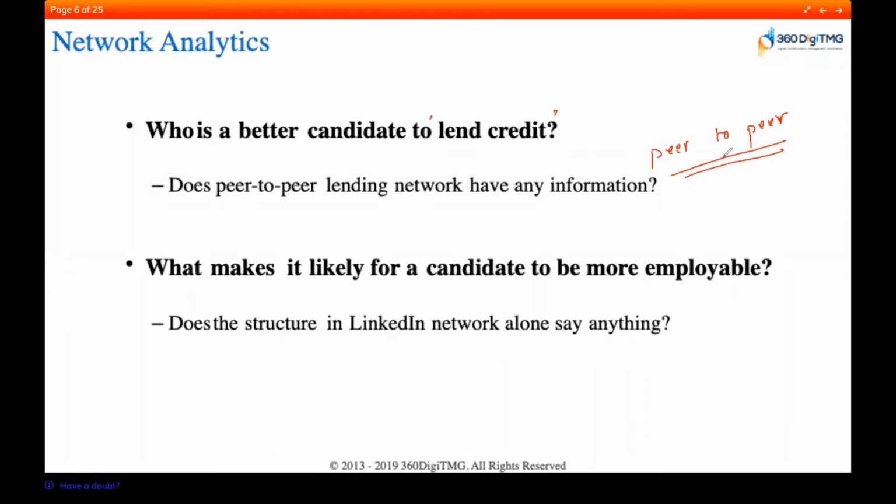Anybody? I think there is an answer here. Direct connection from one PC to another PC. Yes, you could say that. Okay, so in this question, what is peer-to-peer lending?